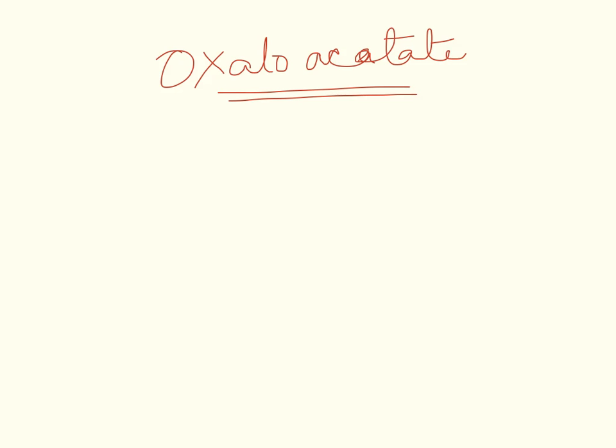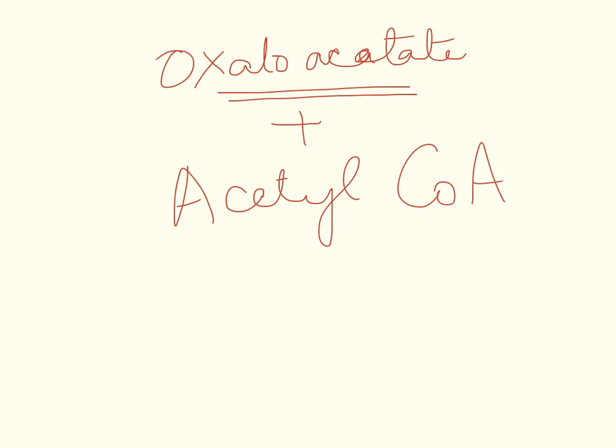So when the succinyl coenzyme A goes through a series of oxidations and hydrations, it produces oxaloacetate. This oxaloacetate will combine with acetyl coenzyme A, and the citric acid cycle starts all over again.